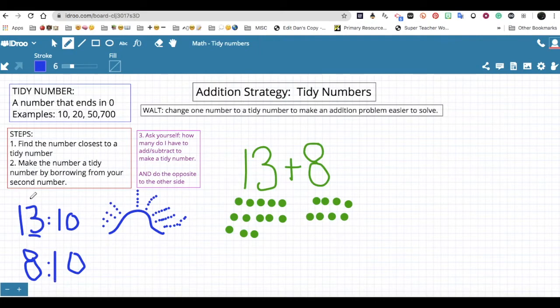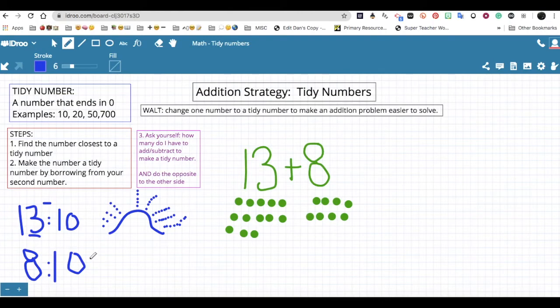And I'm going to give you a hint. To figure out what number is closest, you need to subtract the numbers, okay? You need to subtract the big number by the little number. So this one here, you'd have to go 13, take away 10, and this one you have to go 10, take away 8. Or in your mind, 10 and keep counting on till you get to 13, or 8, keep counting on until you get to 10. So pause the video and figure out which number is closest to a tidy number.